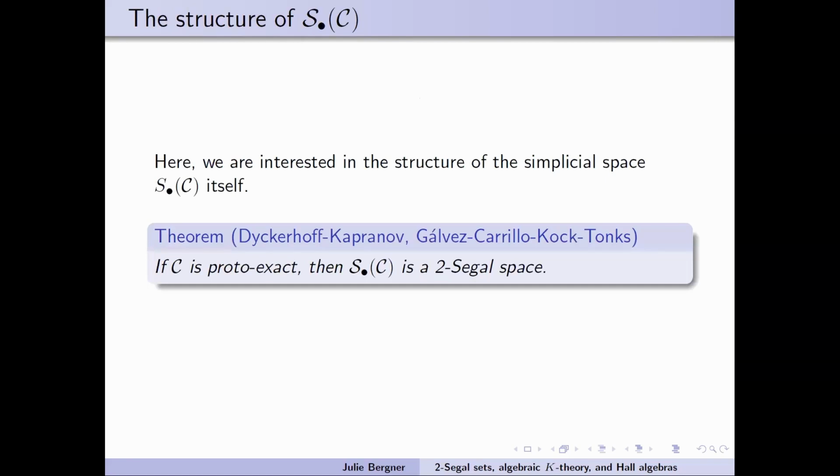Okay, but what we're interested in here is not what the K theory groups of things are, interesting as that is. Let's go back to the simplicial space before we take this realization and just look at the structure. This is the main theorem of Dyckerhoff and Kapranov and Galvez-Carrillo, Kock and Tonks: if C is a proto-exact category, then this S dot C is a two Segal space. Or you can think of it as a two Segal groupoid, if you like groupoids in the original.